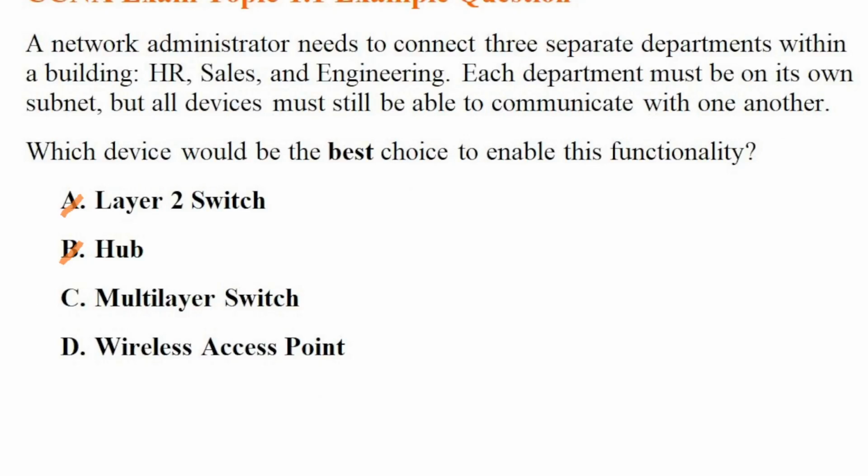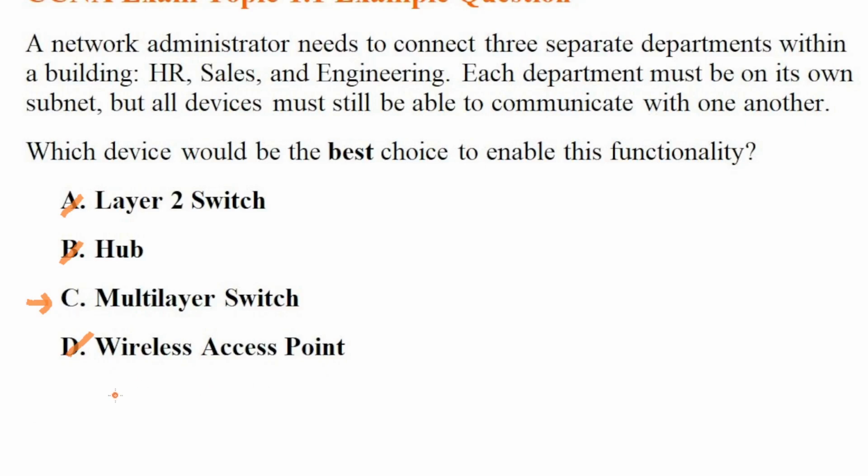A multi-layer switch operates at both layers 2 and 3 and provides routing functions so devices in different subnets can communicate. They are also called Layer 3 switches. They're faster and more efficient than using separate router and switch devices. This is the answer. And we will look at the last option as well. A wireless access point is the device that gets your mobile device onto the Wi-Fi network. It doesn't provide any routing functionality, so we can rule that out as well.